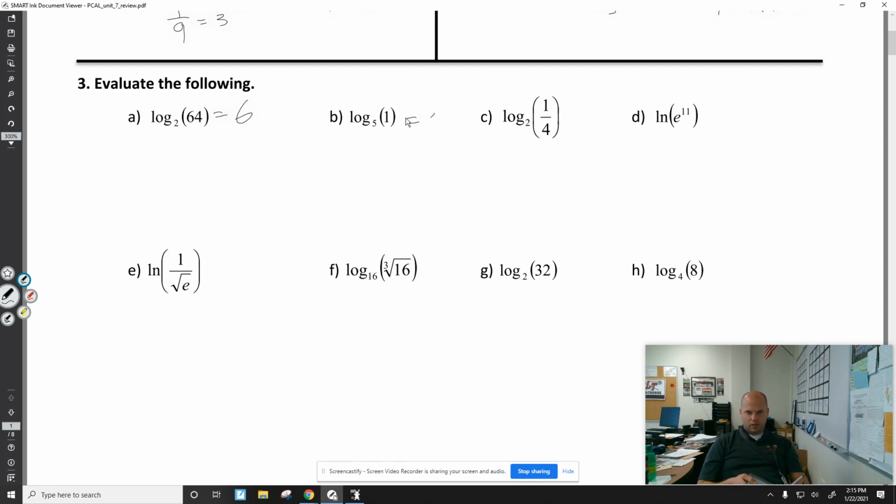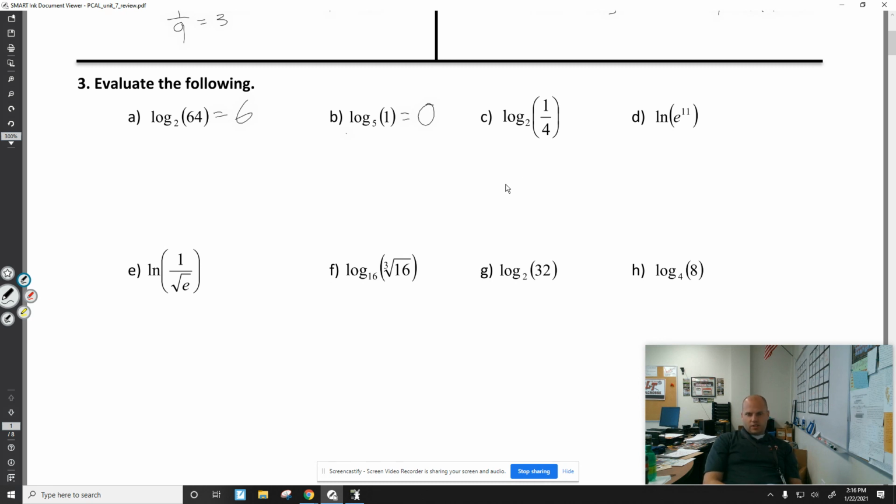And let me show you this. I would take 5 to the power. You see 1 equals 5 to the x. 5 to what power gives me 1? 0. This is a property of logarithms. The log of 1 in any base is always 0.